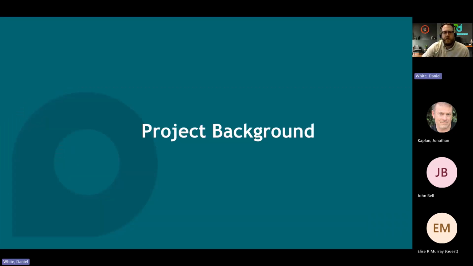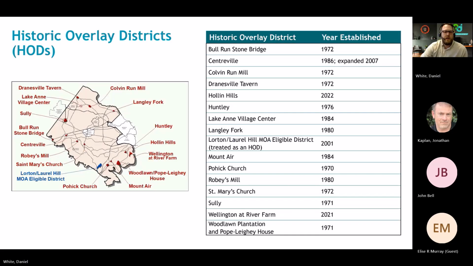So as I said, the first part of this presentation will focus on the project background and the previously completed tasks. In 1969, the Board of Supervisors amended the county's zoning ordinance to create historic overlay districts and provide regulations over and above the regular zoning to better protect those unique areas, sites, and buildings that are of special architectural, historic, cultural, or archaeological significance to local residents and visitors. Since 1969, the board has established 15 HODs, which you can see listed on the screen.